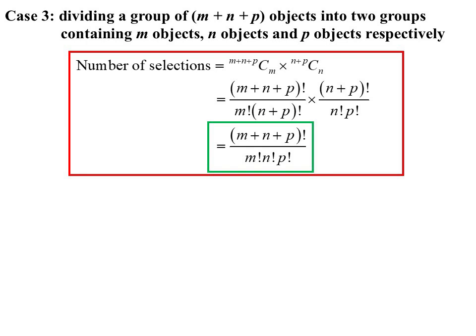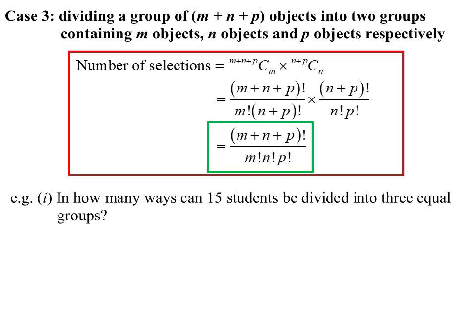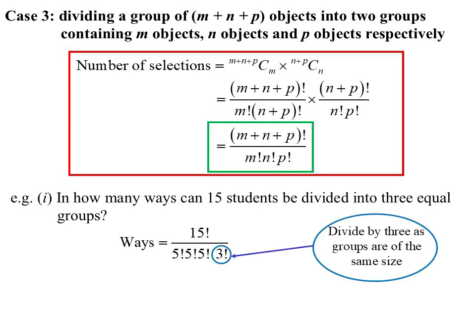Let's apply that then. How many ways can I get 15 students and divide them into 3 equal groups? I now don't actually have to use combinations for this. I can think of it like that word problem. So it would be 15 factorial over 5 factorial, 5 factorial, 5 factorial. However, the groups are of the same size, so I'll also divide by 3 factorial. And we get the answer, there it is, 126.